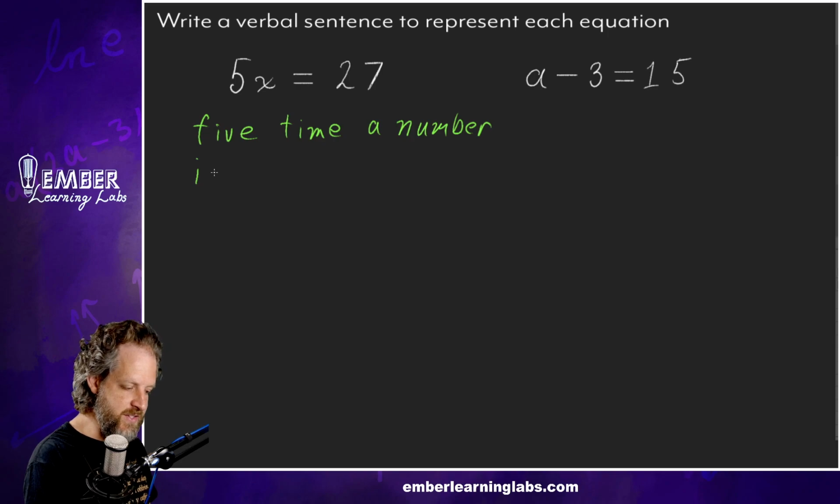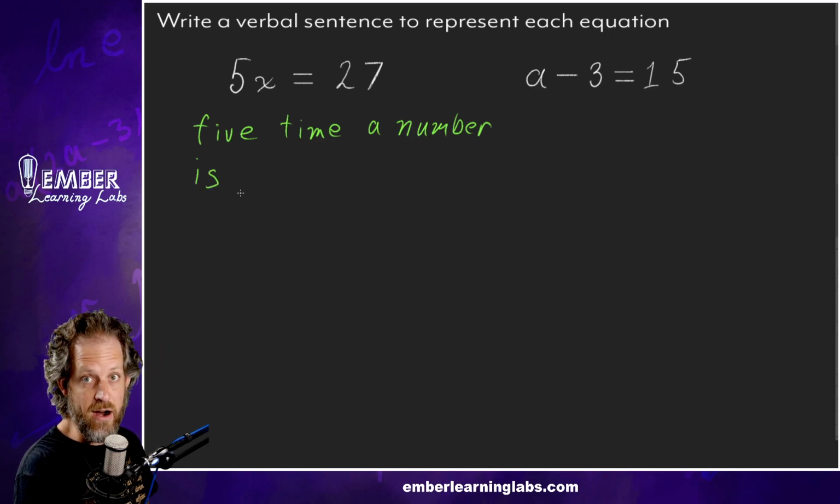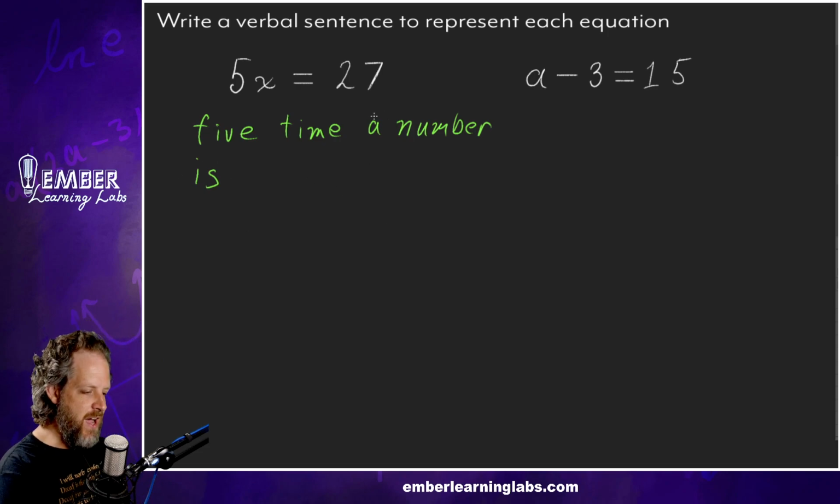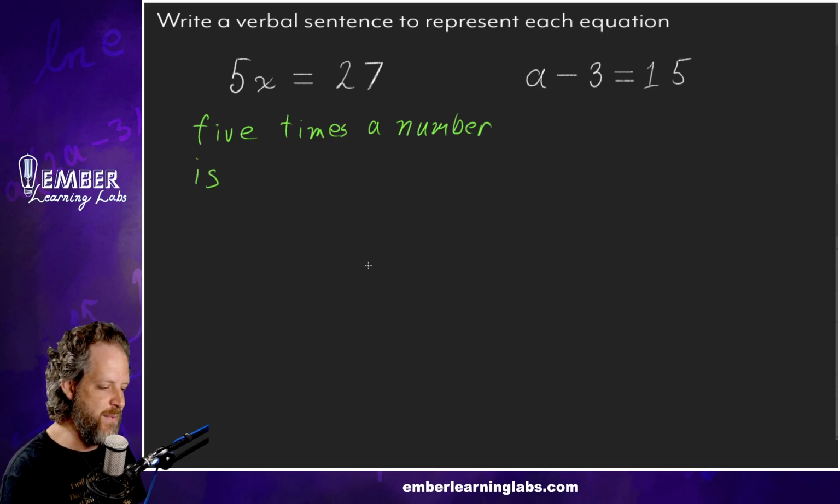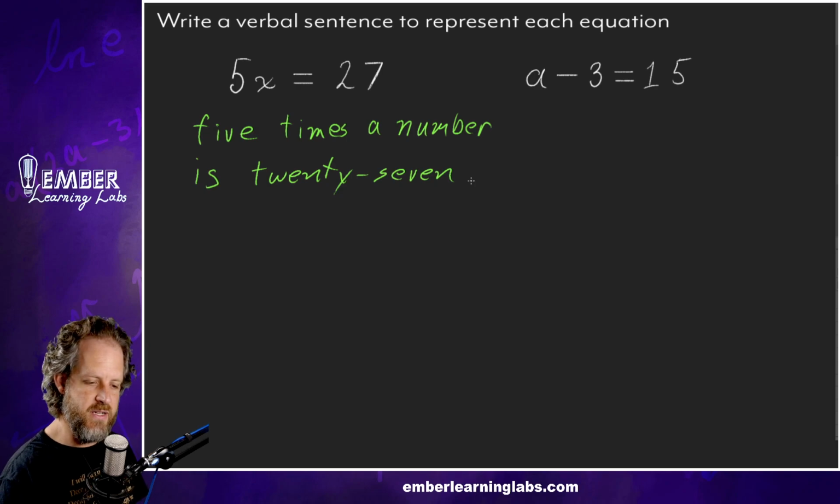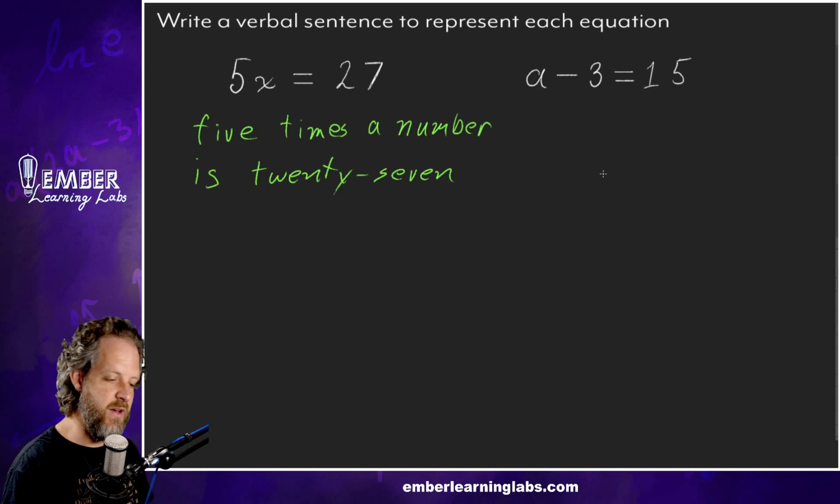Is equals. If something is something else, they are equal, right? It's bad grammar, but good math, right? 5 times, speaking of bad grammar, 5 times a number is 27. No big deal. All right, let's do another one.